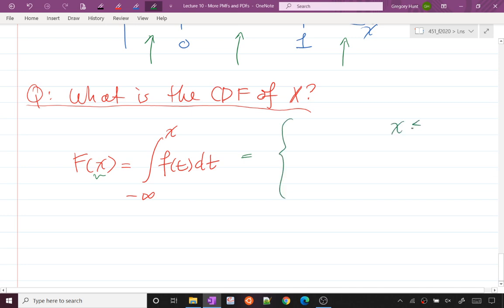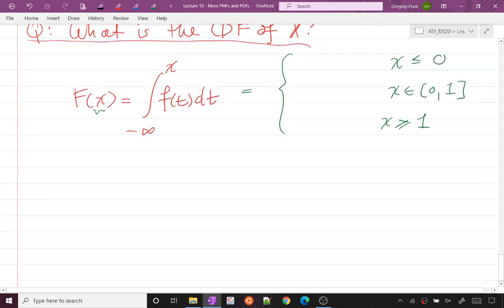Case 1 is that little x is less than or equal to 0. Case 2 is that it's in the unit interval, 0 to 1. And case 3 is that it is bigger than or equal to 1. You notice that my cases overlap. That doesn't matter too much for continuous random variables, and you can be sloppy with the edges, because the probability of being at exactly 0 is 0. It's true of any number. Other than that, I just have to evaluate this integral for my 3 cases.